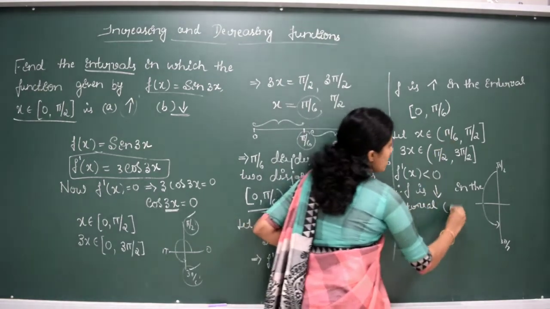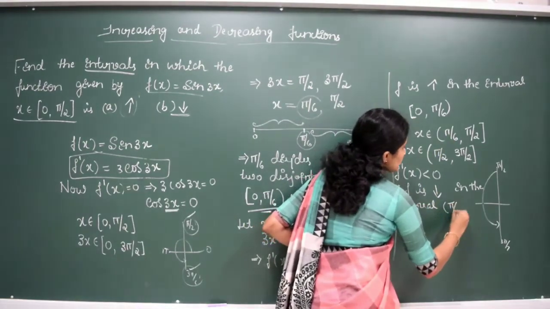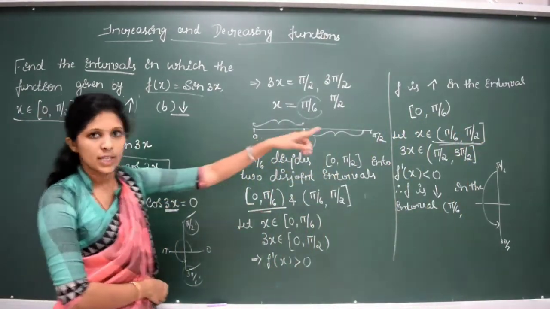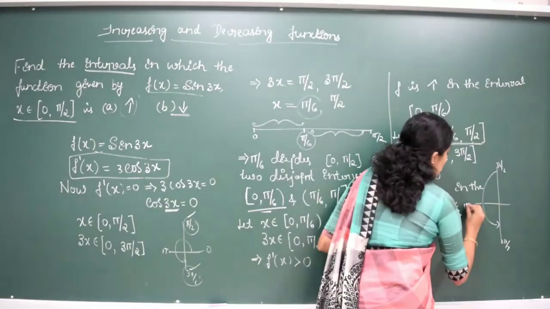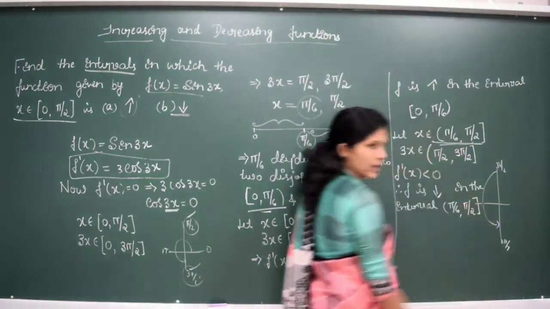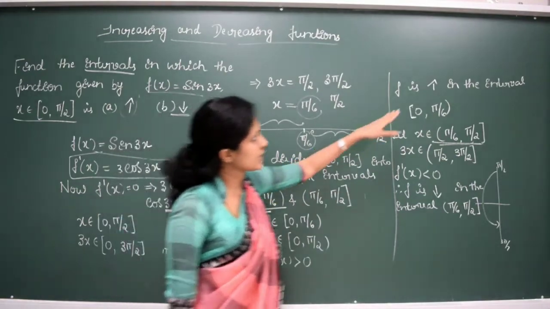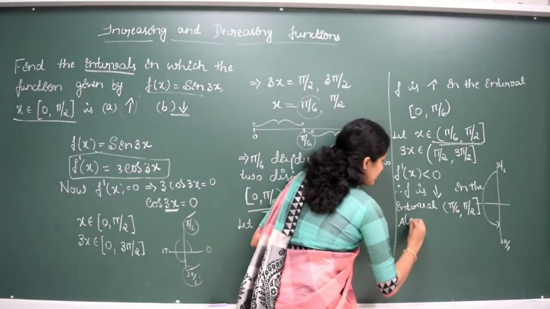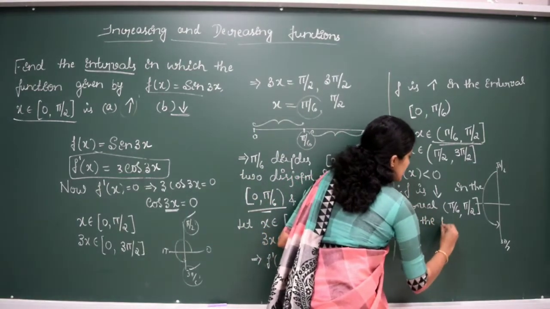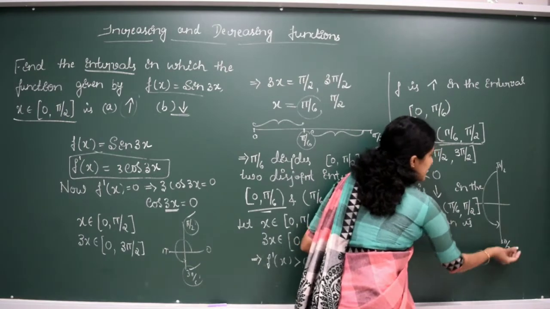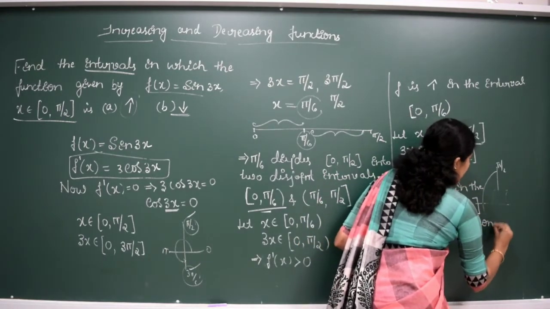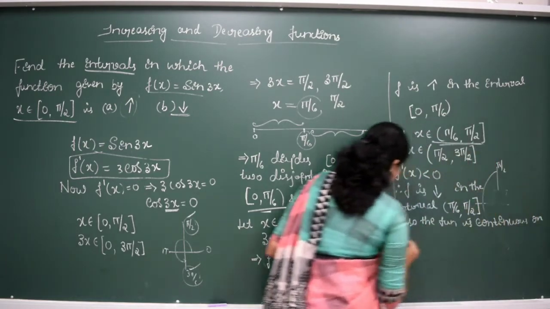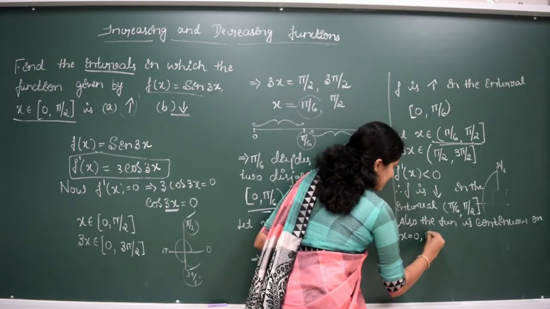What is the interval now? Pi by 6 to, okay, this interval. We have divided this interval into two parts, so you have to mention this interval pi by 6 to pi by 2. I hope you understood this one. The function is increasing in this and the function is decreasing in this one. Also, the function will be continuous on x equal to 0 and pi by 6.